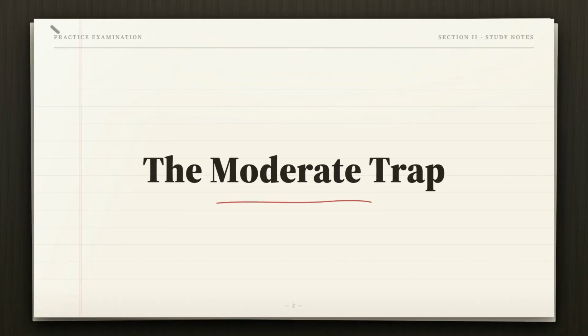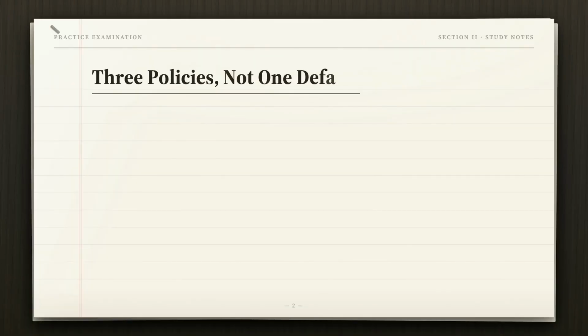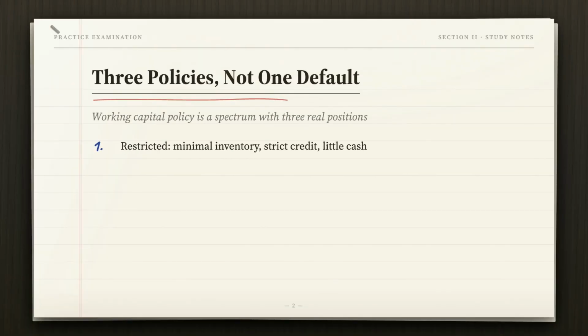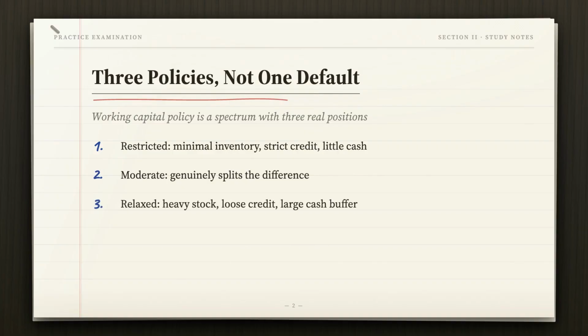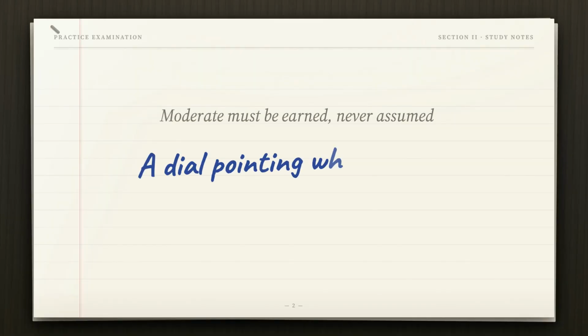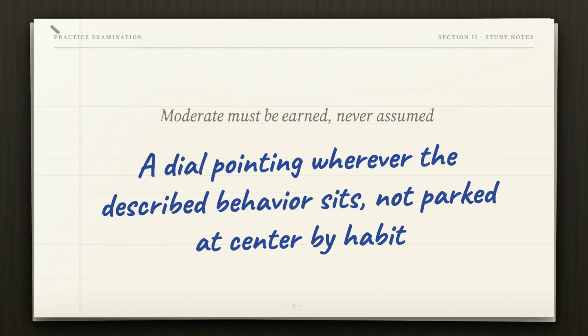There's a specific wrong instinct these problems are built to punish. Picking moderate because it sounds safe, without checking whether the scenario actually describes the middle. Restricted, moderate, and relaxed are three real positions on a spectrum. Moderate is only correct when the described behavior genuinely splits the difference between lean and generous, not simply because it's the middle-sounding label. Moderate sounds balanced and balanced sounds safe.